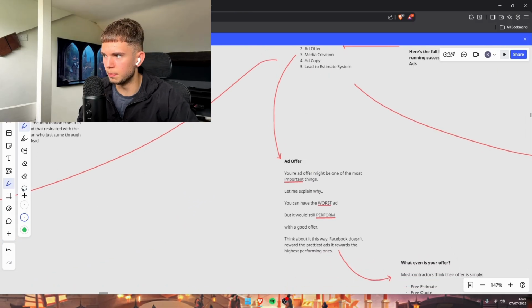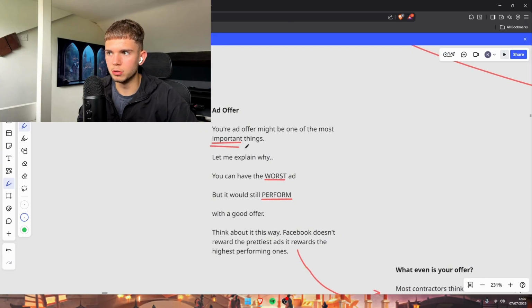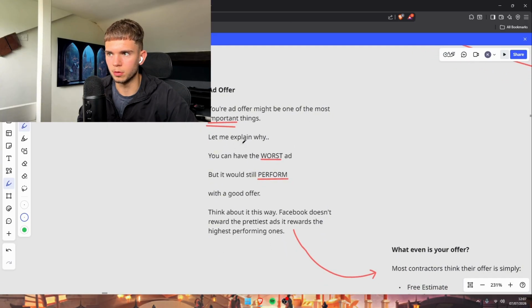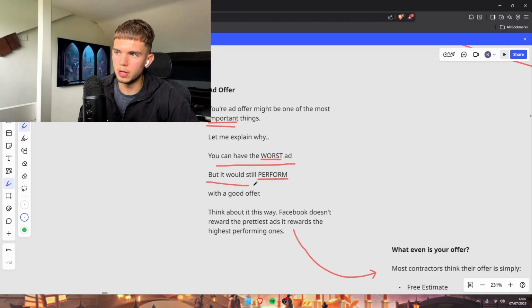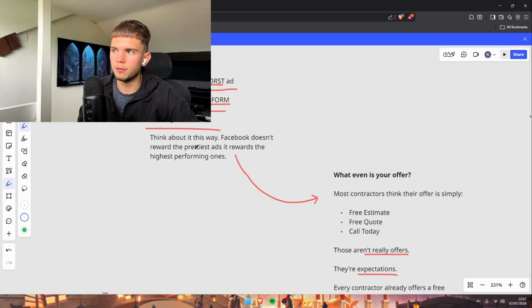In fact, I'm gonna get my pen out here. It might be one of the most important things, your ad offer. Okay, you can have the worst ad, but it would still perform with a good offer. Think about it this way. Facebook doesn't reward the prettiest ads, it rewards the highest performing ones.